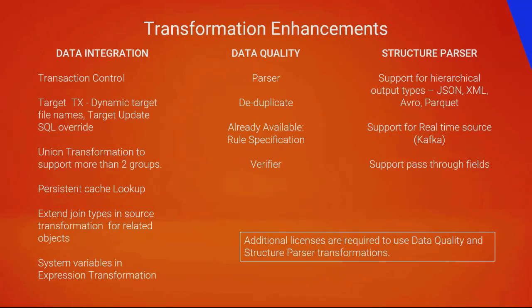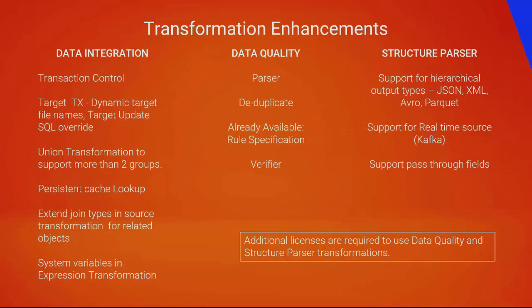There are also enhancements that have been made to the structured parser transformation, which is primarily for parsing hierarchical unstructured data like JSON, where you can discover the structure. And we've also started supporting pass-through fields for the structure parser, and you'll now be able to use Kafka as a source for the structure parser transformation. So this is just a recap of all the transformation enhancements that we have done.